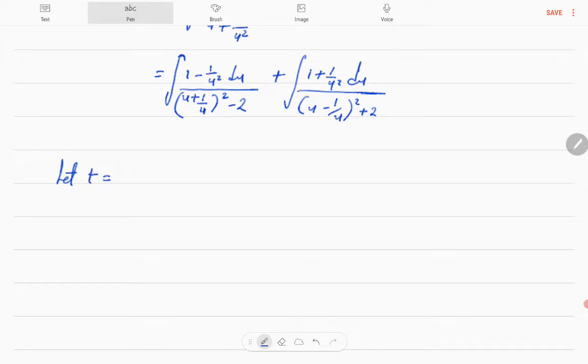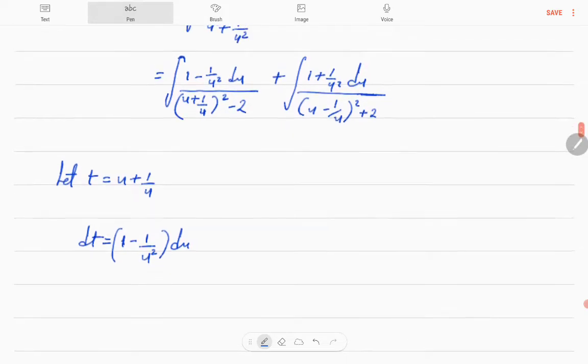So we can make t equal to u plus 1 divided by u. Taking the derivative of both sides, you have dt is equal to 1 minus 1 divided by u squared du. Of course, you find out that this is the numerator of the first integral. So we are going to substitute 1 minus 1 divided by u squared du.